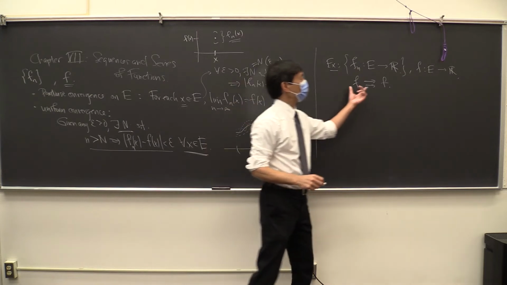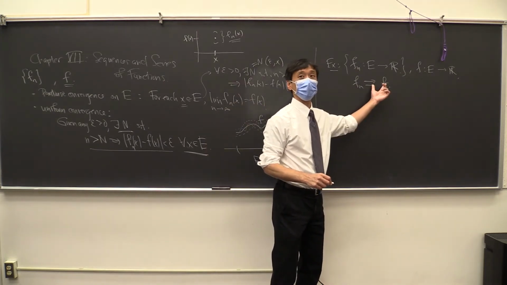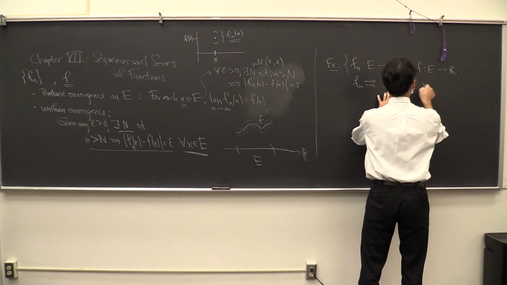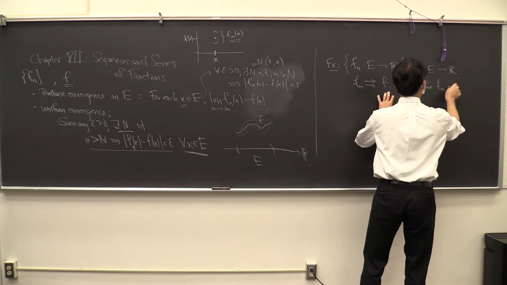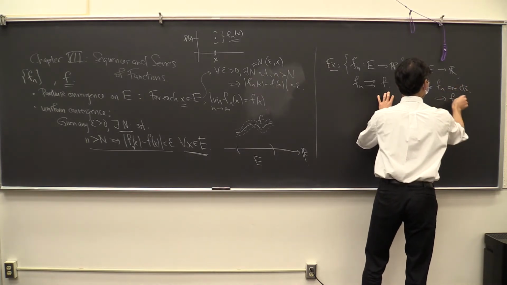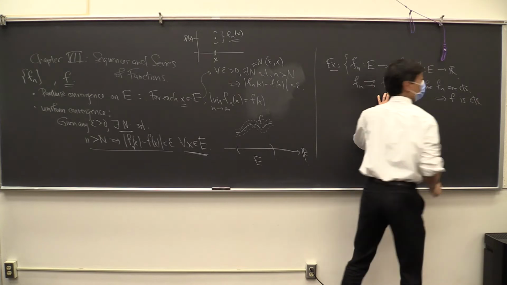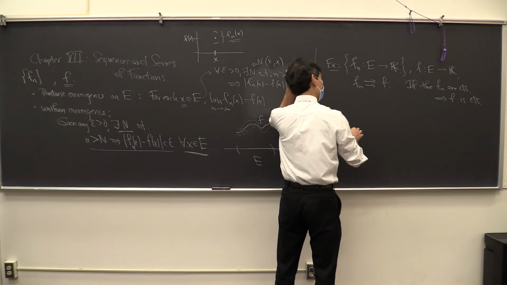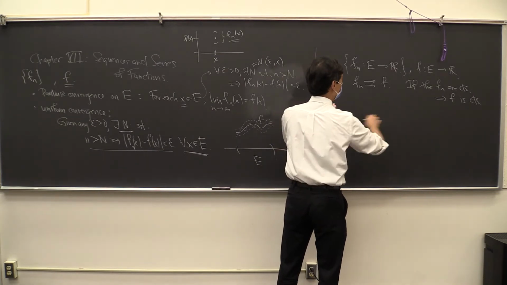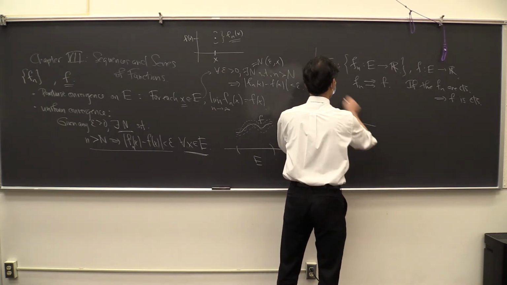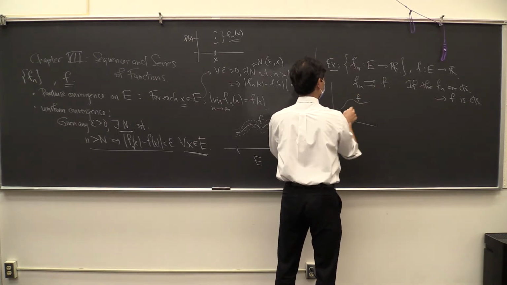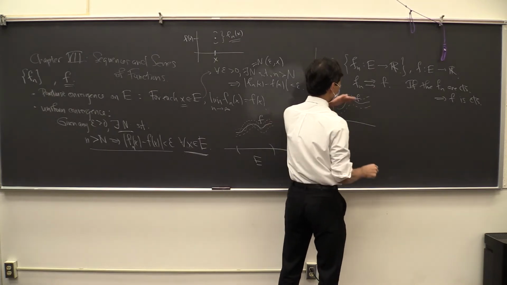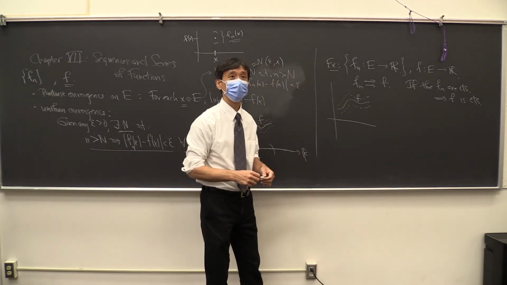Okay, so you have some sequence of functions that converges uniformly to something. The thing you want to show is that if the f sub n are continuous functions, then the thing they converge to is continuous. So if you have these guys, and they have the uniform convergence property, then the thing that they converge to has to be continuous.